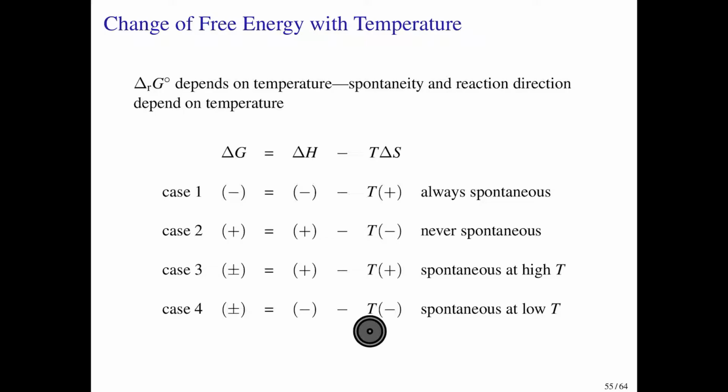In this case, it's the opposite of what we had before. At low temperatures, the enthalpy term is going to win, and we're going to have a negative delta G. But at high temperatures, the entropy term is going to win, and delta G will be positive. So for this case, the reactions will be spontaneous at low temperatures.